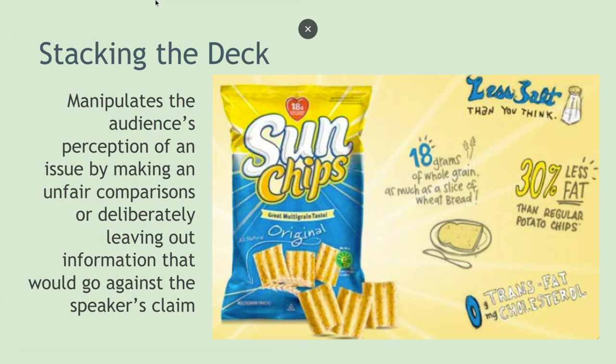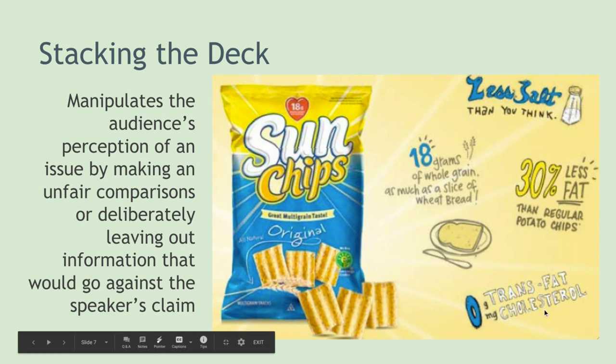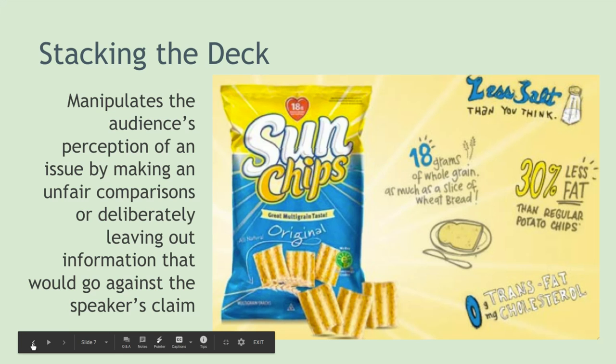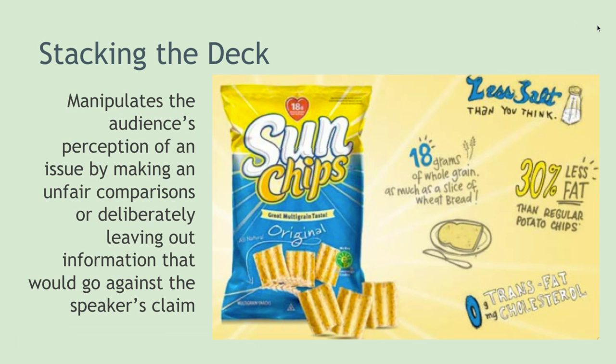So an example of this would be this Sun Chips ad. It tells you there's 18 grams of whole grain, as much as a slice of wheat bread, that there's less salt than you think, whatever that means. It's kind of vague. 30% less fat than regular potato chips, 0 trans fat, 0 cholesterol. It even has a little picture of what I assume is a piece of wheat bread. Oops, got to back up. That's the next one. So basically they're telling you all these really great things about Sun Chips.